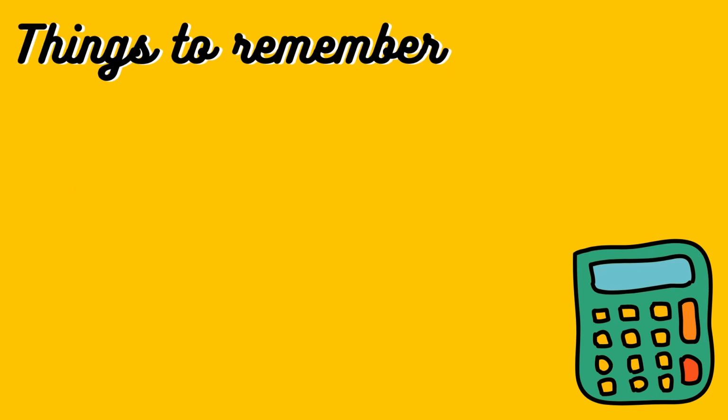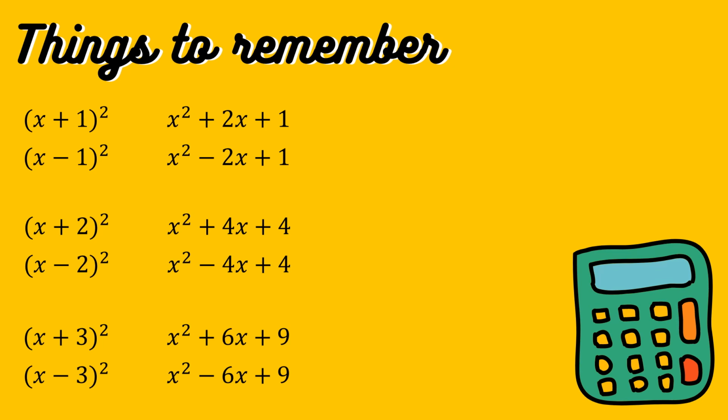So just a simple reminder for our perfect squares. Here you can see that we have x plus 1 squared and x minus 1 squared. So when you expand them, when the middle is positive, the second term is also positive. When the middle is negative, the second term is also negative. And then, how do you get the middle terms? So you just do this.